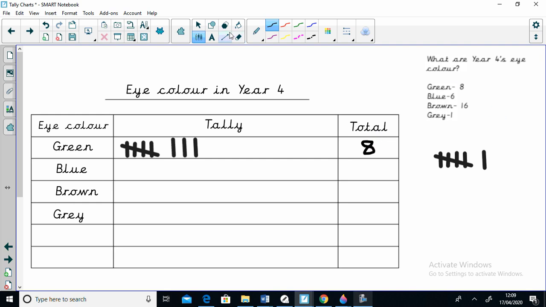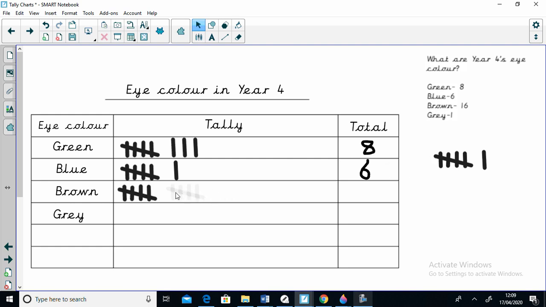Okay, down to blue. Blue, 6 people have blue eyes. So I could do a 1, 2, 3, 4, 5, and then a 6. 6 people have blue eyes. On to the next one. Oh, brown eyes. When we have big numbers like 16, this is where this shortcut comes in really handy. 5, 10, 15, and one more. Make 16. Super. 16 people have brown eyes.